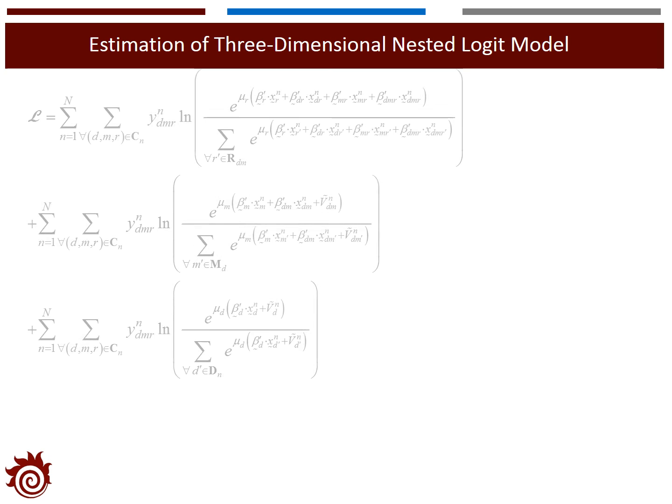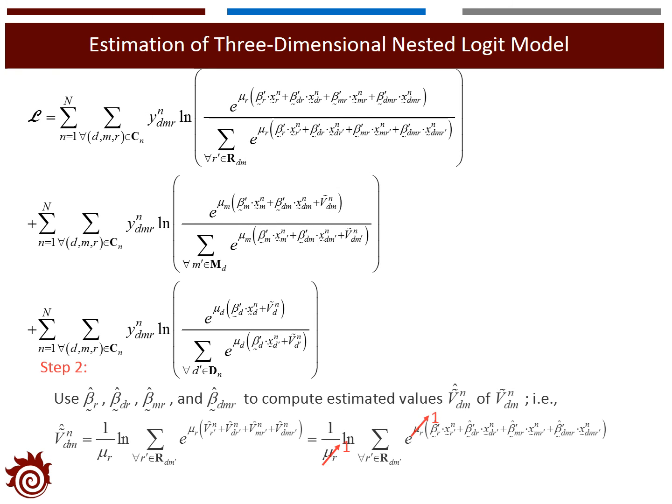In the second step, we apply the estimated values of beta_R, beta_DR, beta_MR, and beta_DMR to compute the first log sum term, V_DM,n, and this would be the expression for the log sum term. In this expression, we assume that mu_R is 1 from the first step. Then we will have the additional term V_DM for the third step.